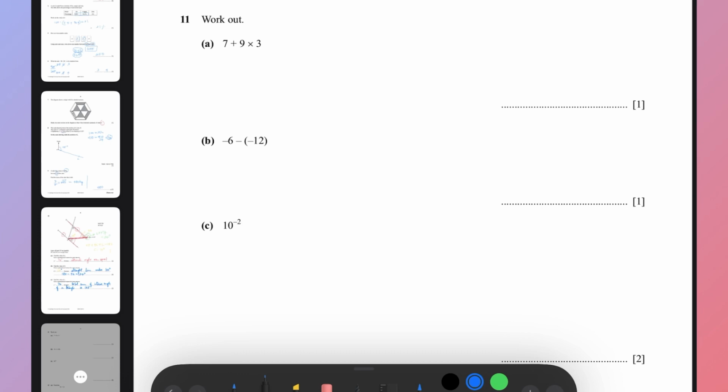Now here, this is the first thing you have to finish. 9 into 3 is what? 27, and 27 plus 7 is 34. So this is the answer.